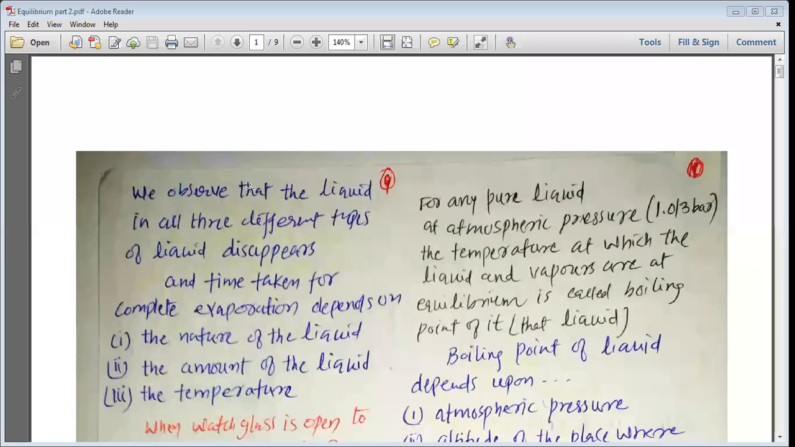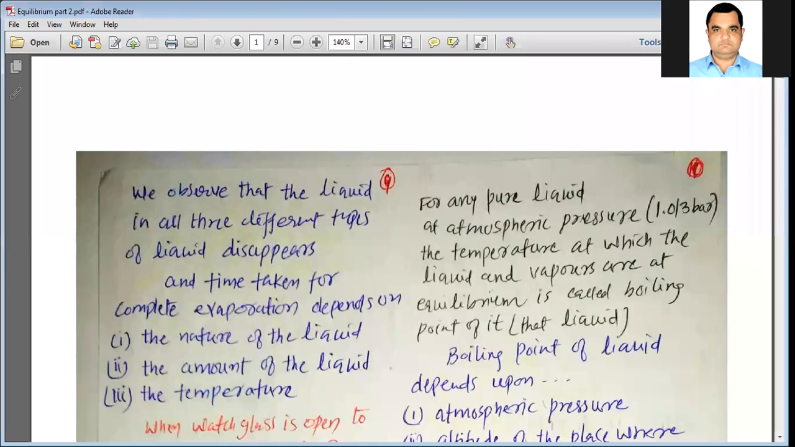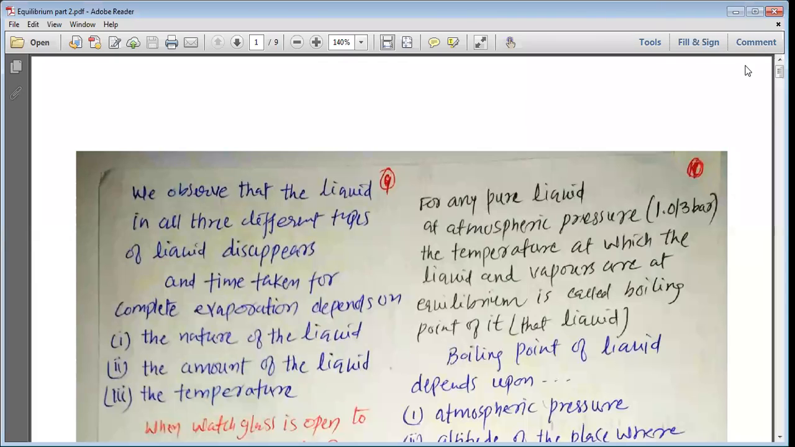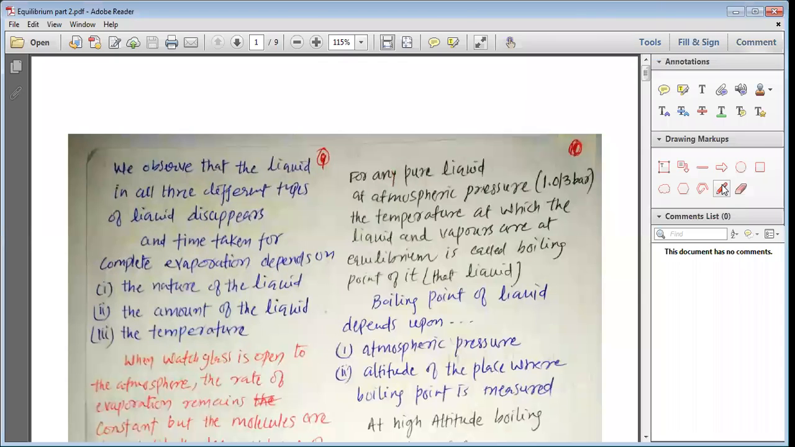open, generally we get the liquid evaporate. We tried with three various liquids, and we observed that the liquid in all three different types of liquid disappears, and this disappearance of all these liquids depends upon a few very important things.